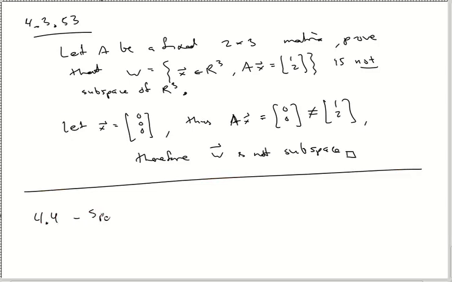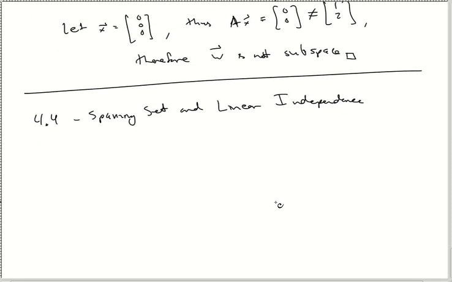For 4, we got a spanning set and linear independence. Okay. Spanning set and linear independence. So, let's start with a linear combination. And I feel like we talked about this back in chapter 2, but maybe I didn't. I got my vector v is c1 u1, c2 u2, and so on, all the way to cn vn.